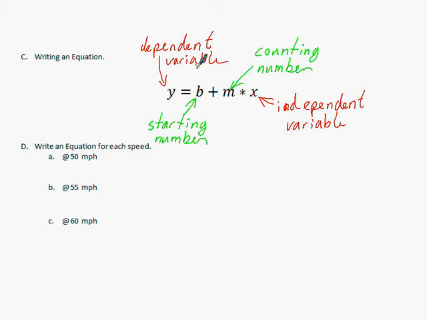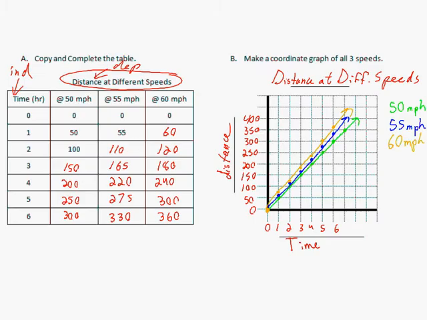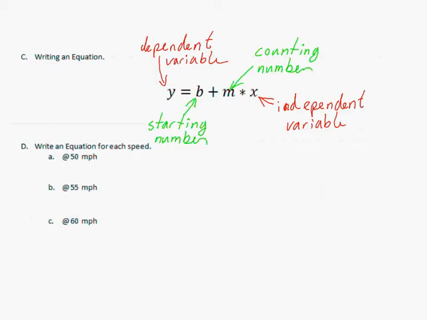So we're going to write an equation for each speed. Notice, the first thing each equation starts with is the dependent variable. If we go back to our graph, the dependent variable is distance. I need to pick a letter that represents distance. D. Each of my equations is going to start with D equals.